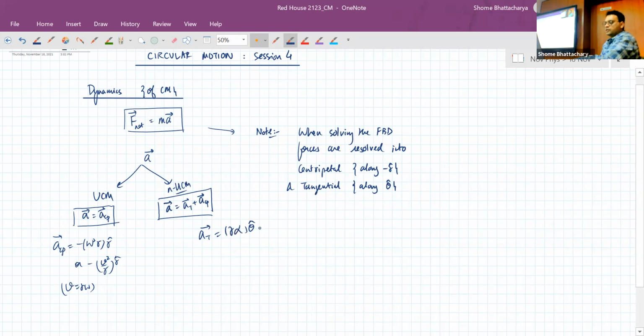Okay. और इसका एक और relationship होता है. This tangential acceleration, which is r alpha, can also be expressed as the rate of change of speed. So that is the role of the tangential acceleration. It's applying the rate of change of speed. Okay, so we'll apply this concept to another question now.